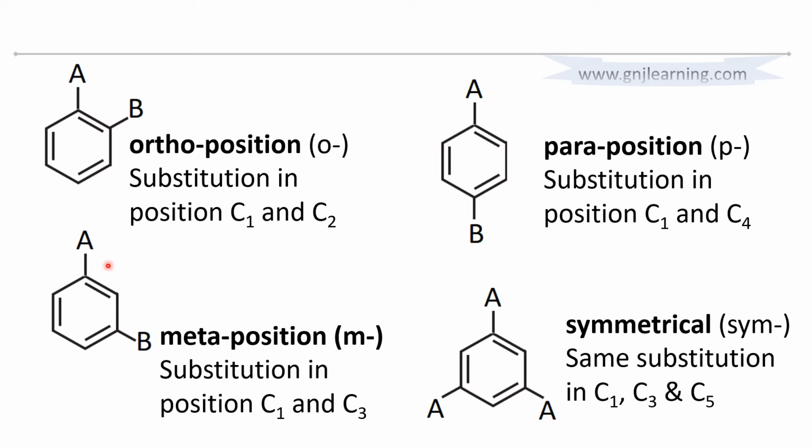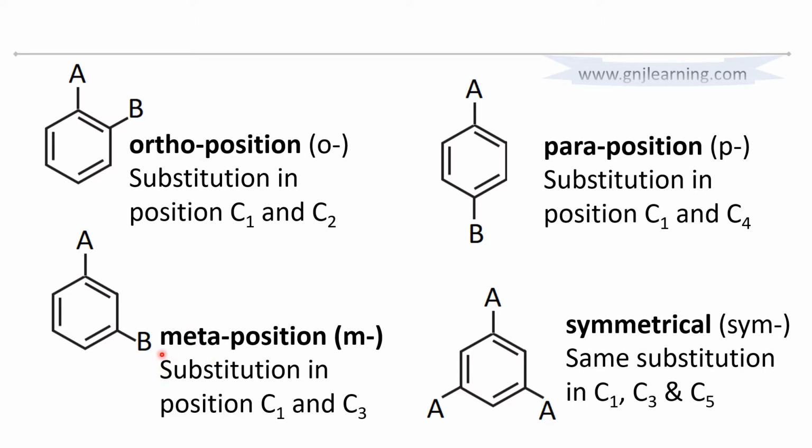Whereas if the 2 substituted groups are one in carbon 1 and the other in carbon 3, not adjacent but not that far away, intermediate between them, then it is called meta position. Whereas if they are far away, that is the first carbon and fourth carbon, 1, 2, 3, 4, we call it para position. So ortho means nearby carbons. Para means the farthest carbon atoms are substituted, and meta is in between ortho and para.